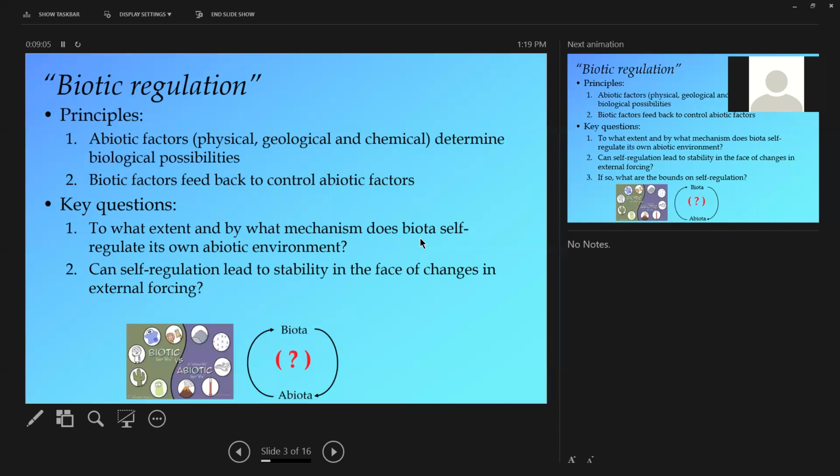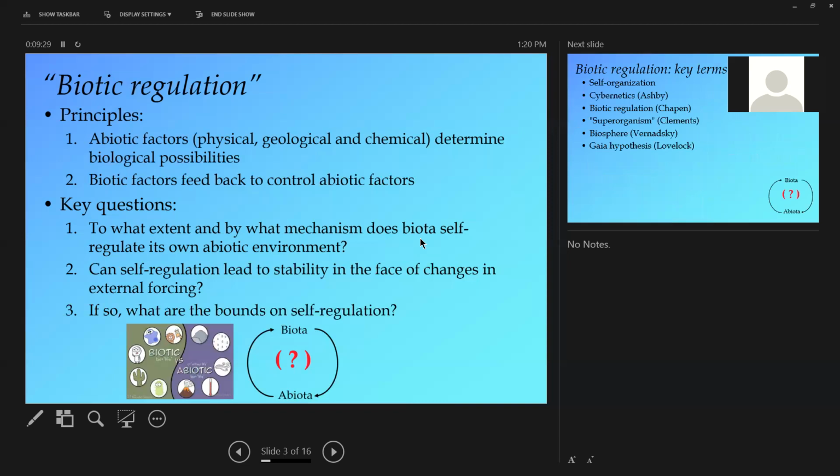And can that self-regulation lead to stability in the face of changing external conditions? Can the biology actually stabilize the dynamics? Can the presence of the biology, the internal interactions, the feedback within the biology, actually serve to stabilize ecological systems? And if it does, then are there bounds on the extent to which it can stabilize the ecosystem?